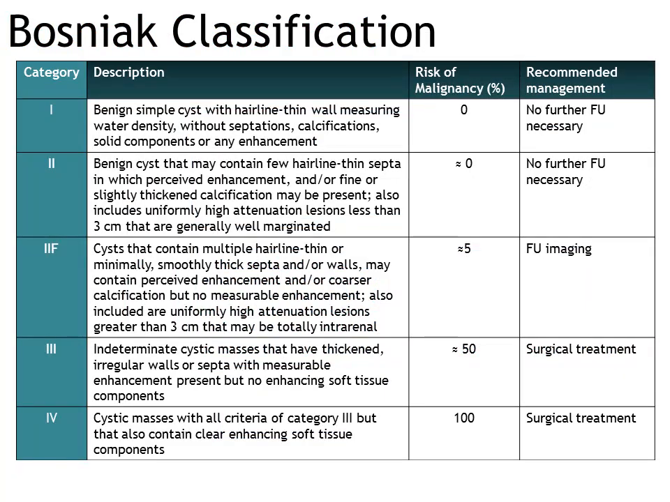Description of each class is quite long, but basically, Class 1 is clearly a simple cyst. Class 2 is minimally complicated, but surely benign, and so no further follow-up is necessary. Class 2F is a little bit more complicated than Class 2, so follow-up imaging is necessary. Class 3 shows measurable enhancement of thickened irregular wall or septa, and Class 4 is clearly a malignancy because of enhancing soft tissue components. Class 3 and 4 need surgical treatment.